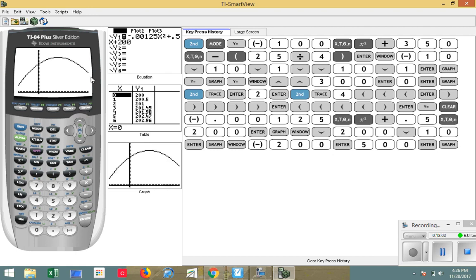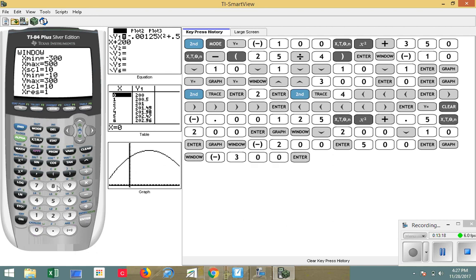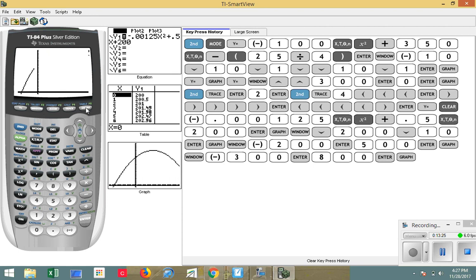Looking better, but I still can't see all of the parabola. So I'm going to make my x-min something a little bit smaller, my x-max something a little bit bigger. So maybe negative 300. And let's try 800. And now I'm going to graph it. Okay, that's looking about perfect. So again, I just kind of played around, adjusted till I can get the right picture. Now I see the full graph. So now I'm able to answer the questions.